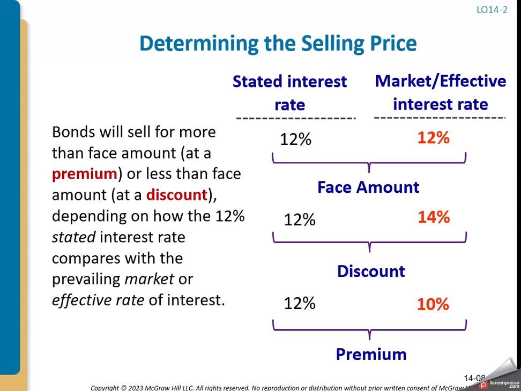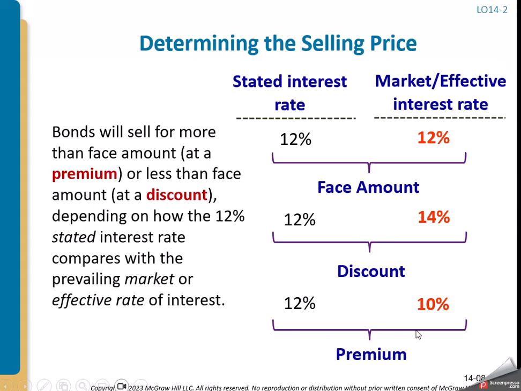If it's the other direction, let's say the bonds are paying 12% and the market is higher than that. When we say the market is higher, we mean other bonds of a similar nature, you could invest in them and get 14%. So nobody's going to want those bonds, right? If I have $1,000 to invest, I want 14%. I don't want 12%. So then the price has to go down. They sell at a discount and then you'll get investors to buy them.